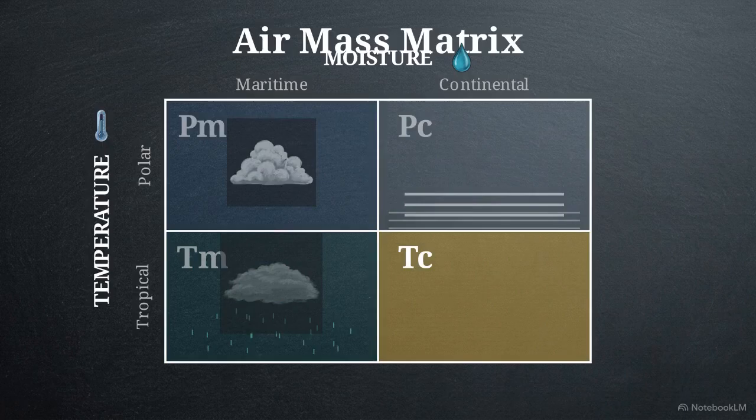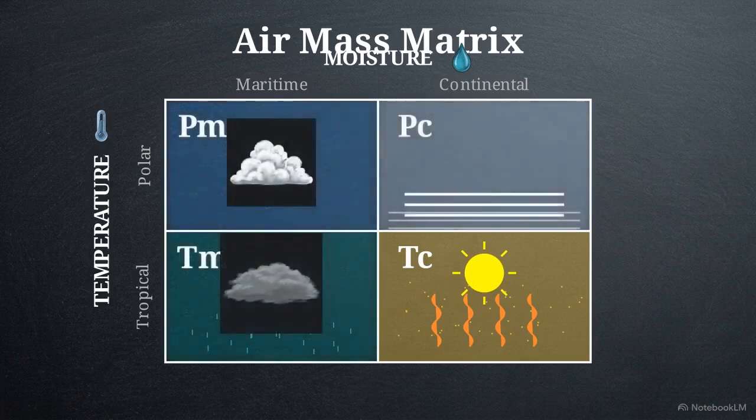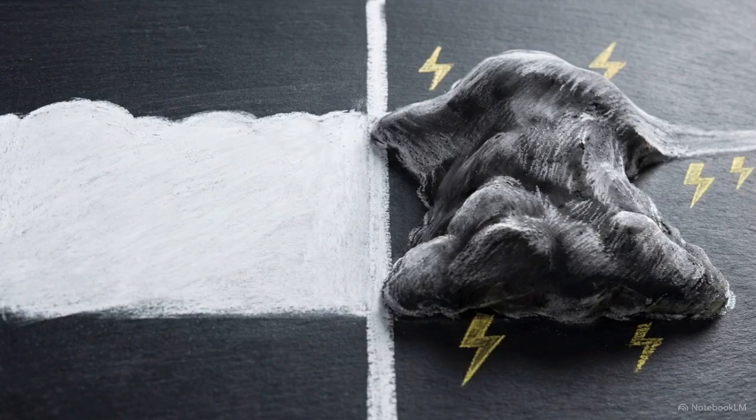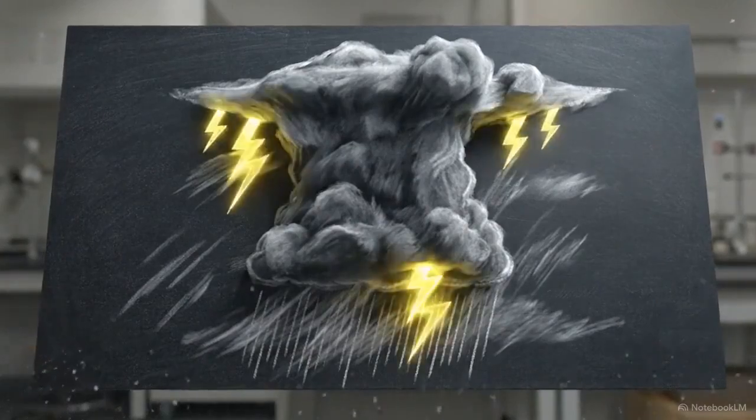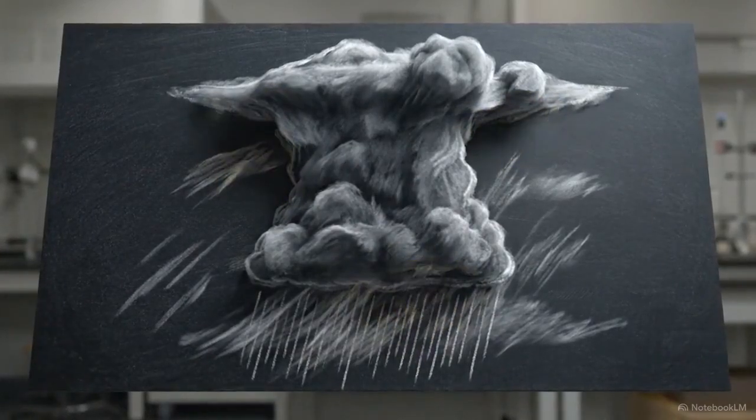Tropical continental, TC, forms over desert regions. It is warm, dry, and highly unstable during the summer months, throwing up intense dust haze and driving high surface temperatures. These four base profiles dictate the environment you will fly into. They are the difference between navigating a smooth, stable layer of stratus fog or punching through violently turbulent convective storms.